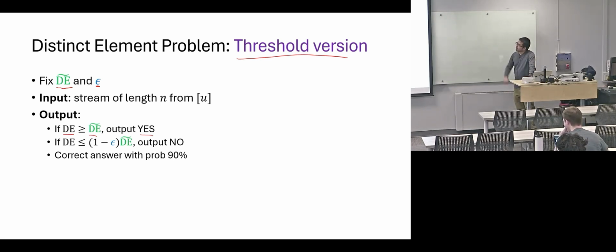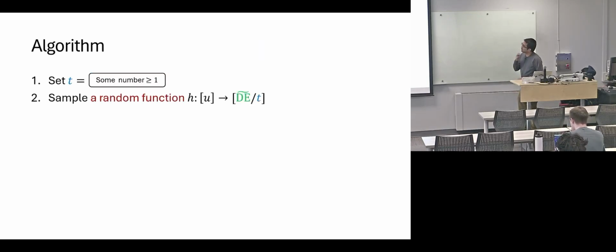So now, let's talk about the algorithm. It's going to be quite simple. First, we're going to set some parameter t to be some number that I don't tell you yet. It's going to be some number at least 1. And then we sample a random function. Again, let's say we have an ideal random function that maps the universe to this range.